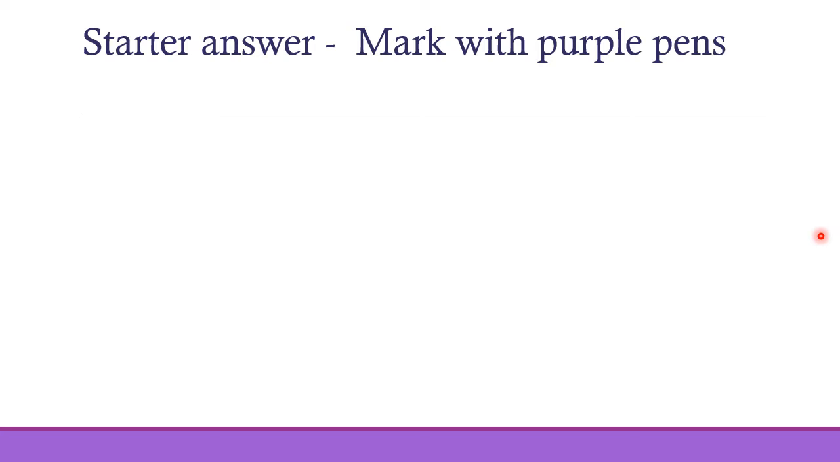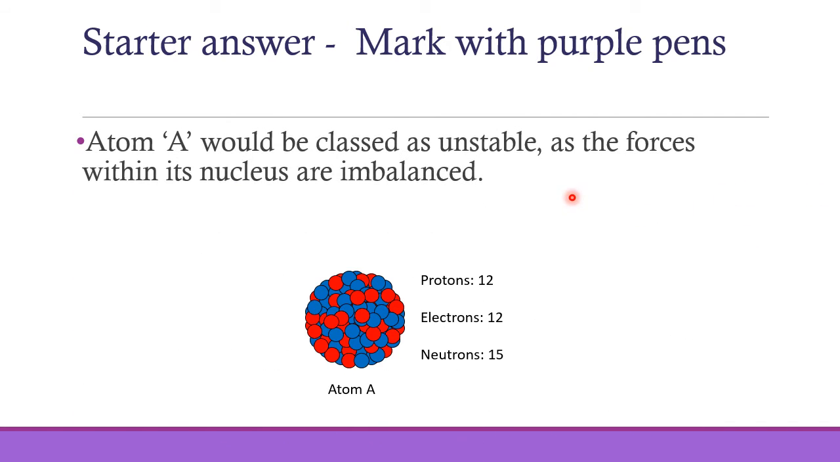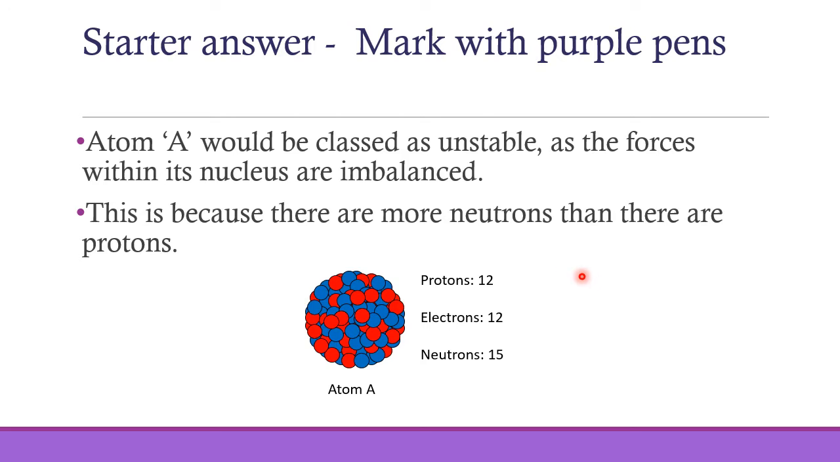Right, let's have a look at the answer. So can you mark with your purple pen, please? It would in fact be atom A which is unstable, and that's because atom A is classed as unstable as the forces within its nucleus are imbalanced. And can you remember why? It's because there are more neutrons than there are protons in here.